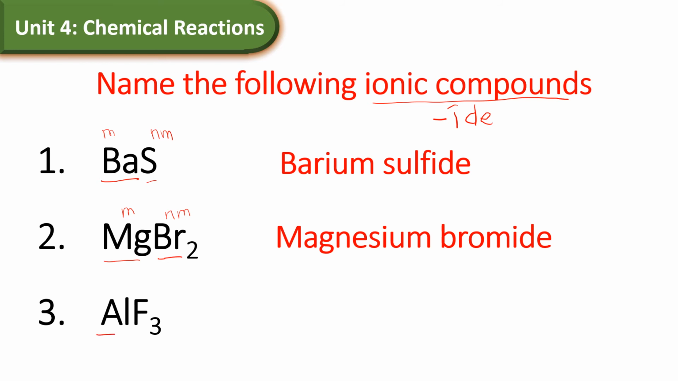Next, we have your Al and F. So Al is a metal, aluminum. F is a non-metal, which is your fluorine. So you will not say aluminum fluorine, but you will say aluminum fluoride.